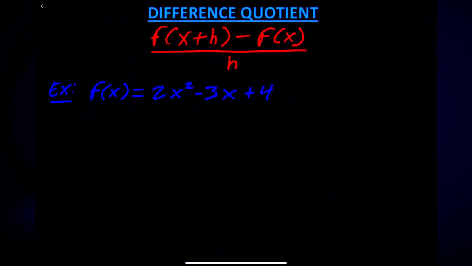All right, everybody. Today we are going to go over the difference quotient, that is f of x plus h minus f of x over h. So we're going to apply that formula to this example problem we have over here. F of x equals 2x squared minus 3x plus 4.